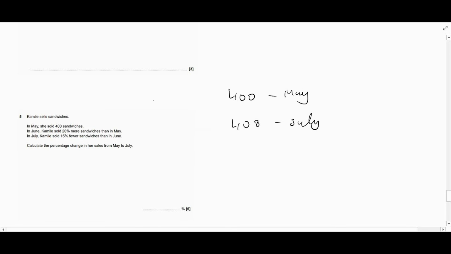From May to July, percentage change means in terms of May. So realistically this would just be 8 over 400, because that's the amount we had in May. If you do the sum, you get 0.02. That's as a fraction. If we want a percentage, we have to multiply that by 100. So that just gives us 2%. So yeah, we had a 2% change in sales.